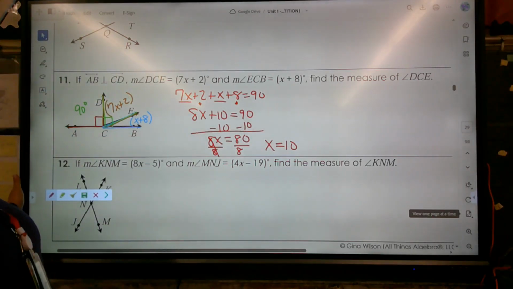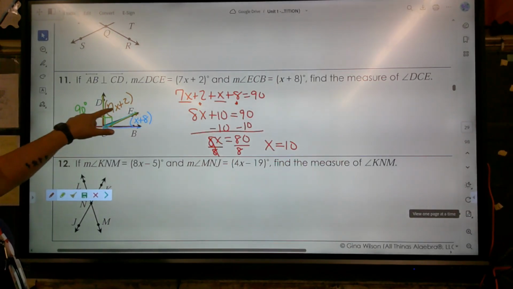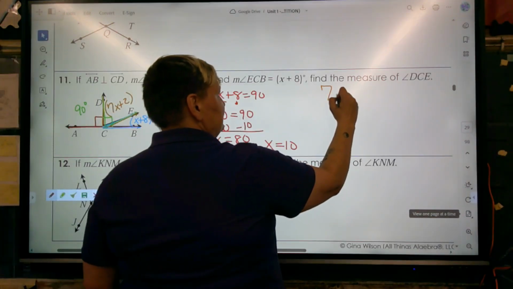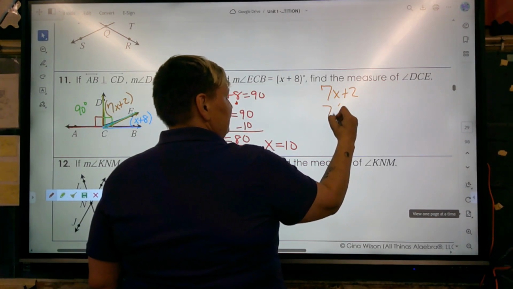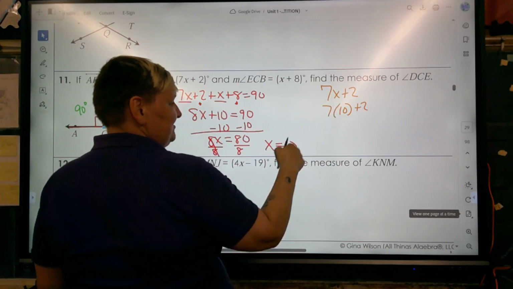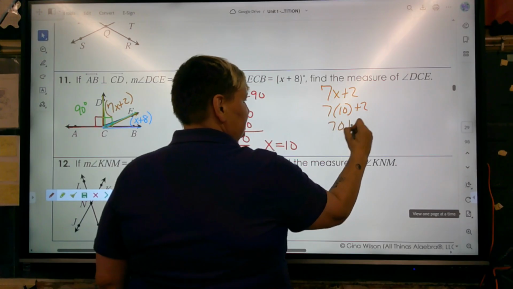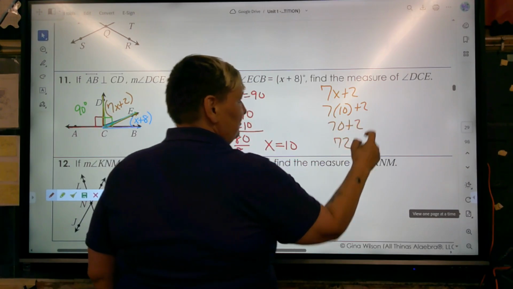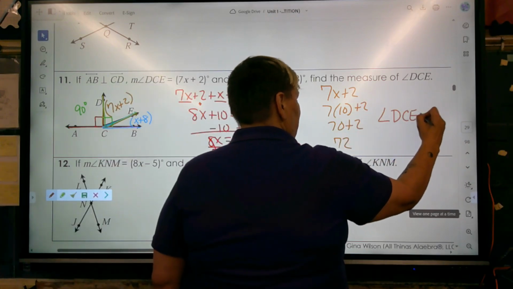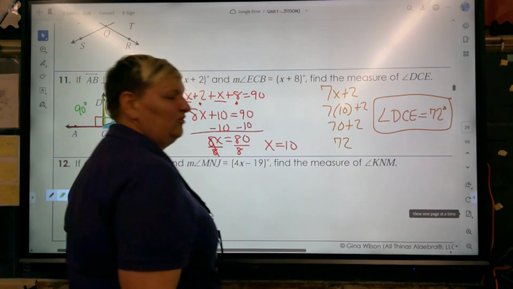Now we know that x equals 10, but it didn't ask for x. It asked for angle DCE, which is 7x plus 2. 7 times 10 plus 2, right? Now that we know that x is 10, we can replace x with 10. 70 plus 2. 72. So angle DCE equals 72 degrees. Don't forget the degree symbol. Don't forget to box it.